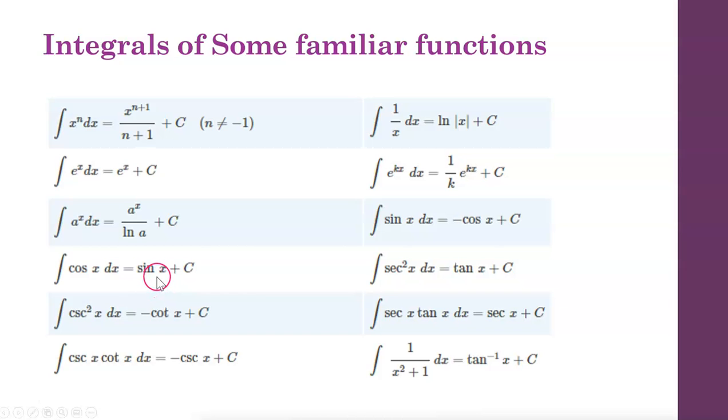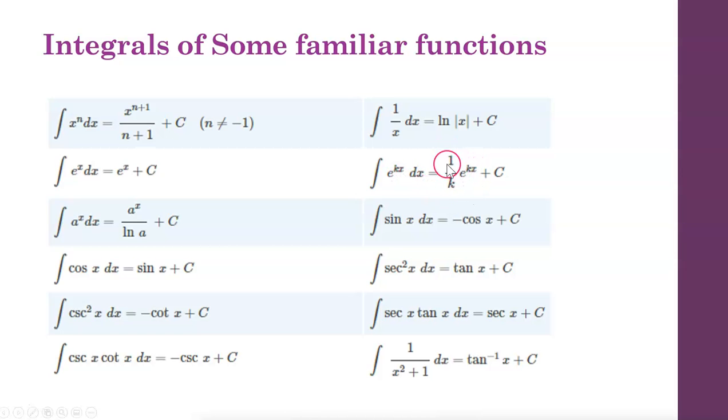We know the derivative of sine x is cosine x, so the antiderivative of cosine x, or the integral of cosine x, would be sine x. We know that the derivative of cotangent x is negative cosecant squared, so the integral of cosecant squared would be negative cotangent. We know the derivative of cosecant is negative cosecant cotangent, so the integral of cosecant cotangent is negative cosecant of x, right?